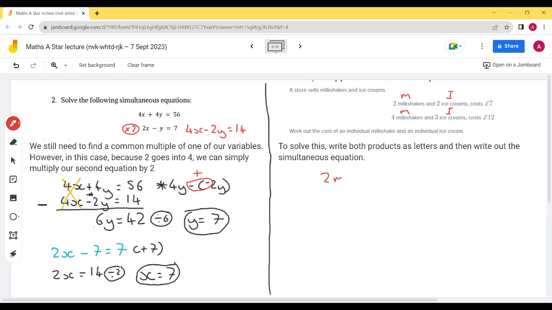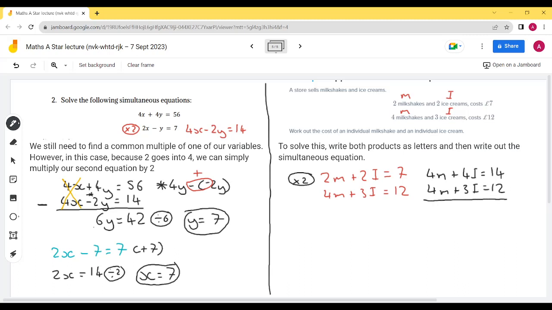So we can say 2m plus 2i equals 7. We can also say 4m plus 3i equals 12. And well, 2 is going to 4, so we can just multiply this first equation by 2. And that's going to come to 4m plus 4i equals 14. And we got below 4m plus 3i equals 12.